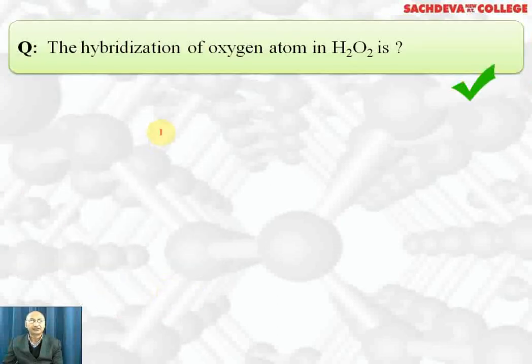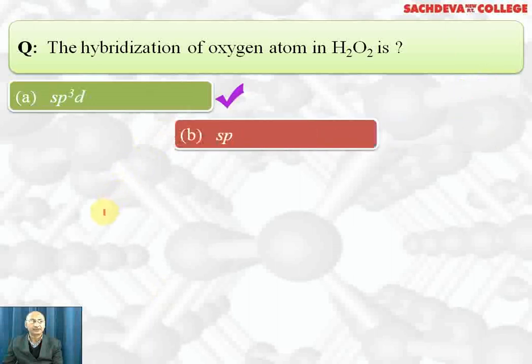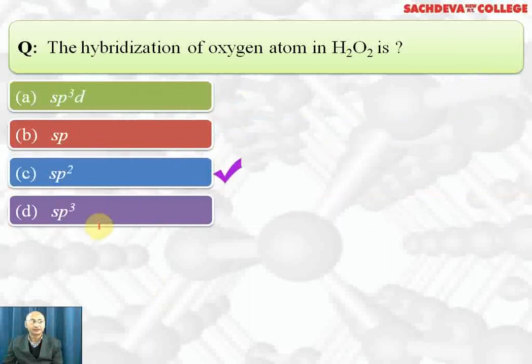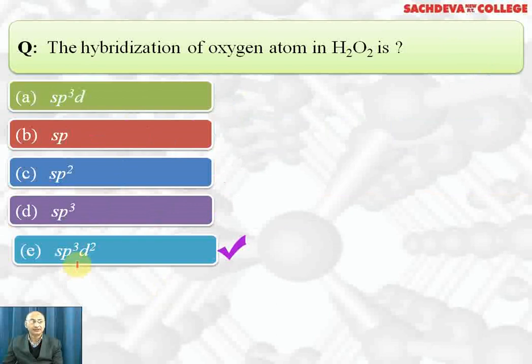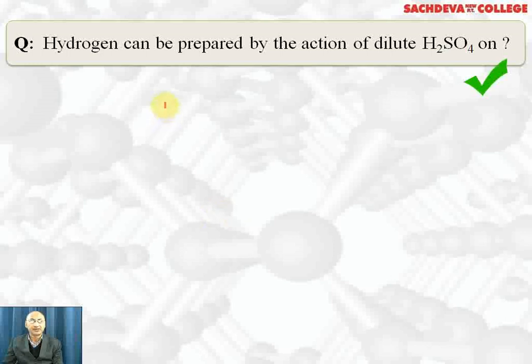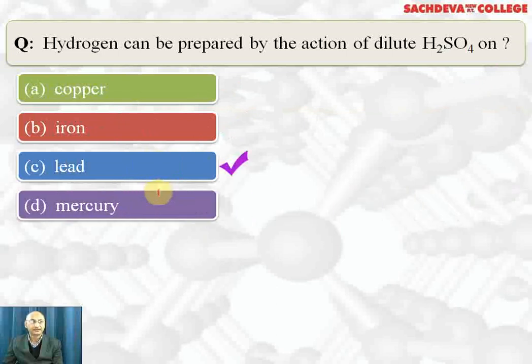The hybridization of oxygen in hydrogen peroxide is sp3d, sp, sp2, sp3. E part is sp3d2. Correct answer is D part, that is sp3 hybridization. Each oxygen atom has sp3 hybridization because there is single bond and two lone pairs of electrons. These two bonds are formed and two lone pairs of electrons are present on each oxygen. So hybridization is sp3.